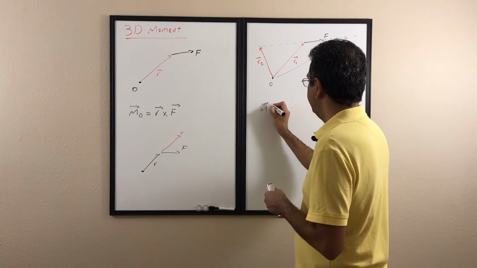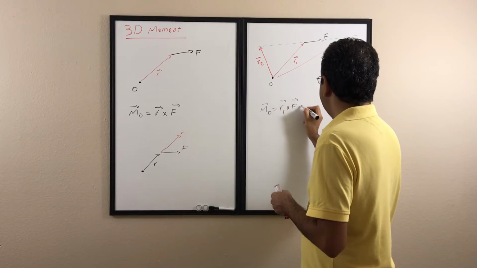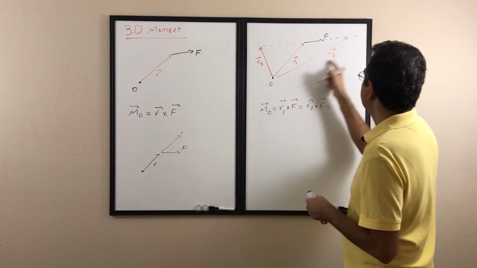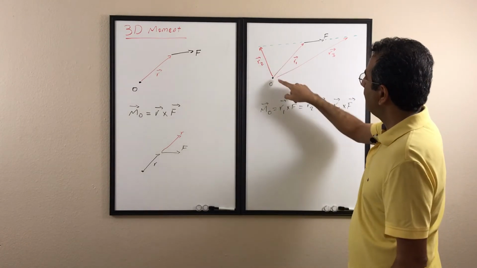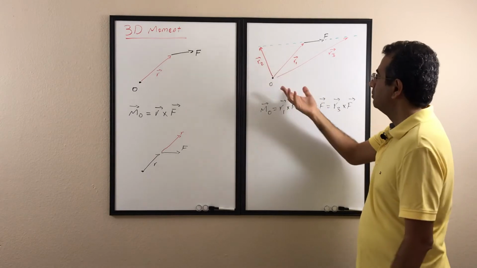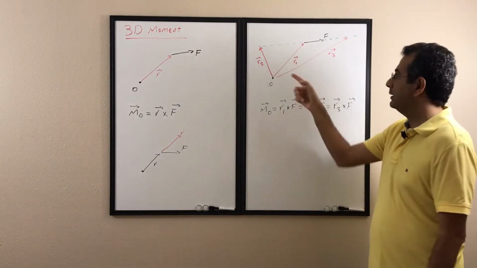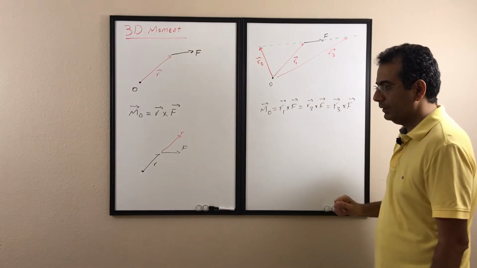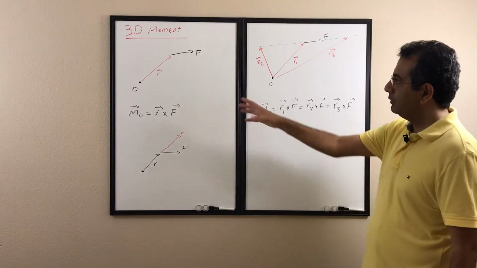So for the moment about O, I can use R1 cross F, and it's equal to R2 cross F, and it's going to be the same if I use R3 cross F. It doesn't matter where R goes, as long as it starts from point O and ends on the line of action of the force. The majority of the time we go from the point directly to the force, but if it goes to any other location on the line of action of the force, that is still okay.